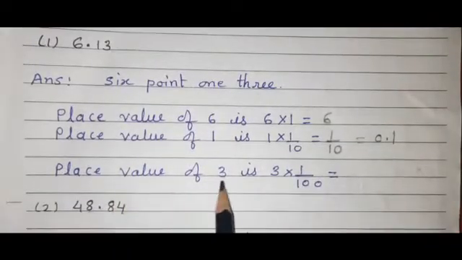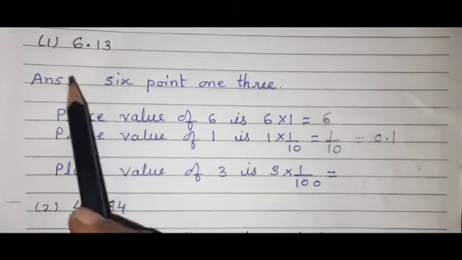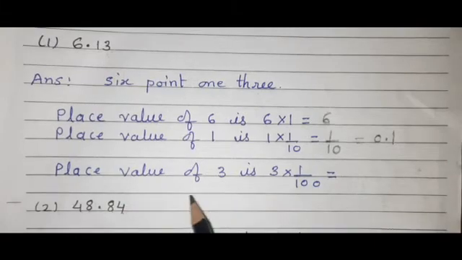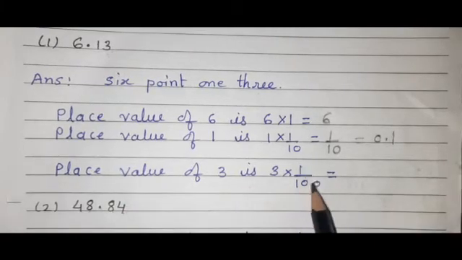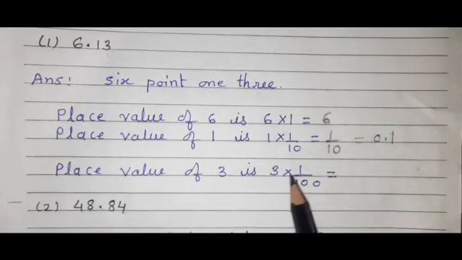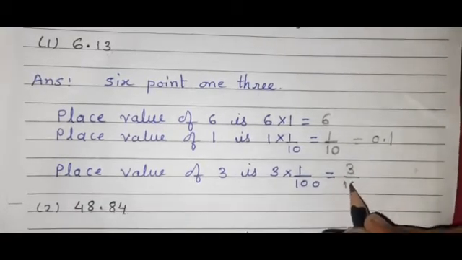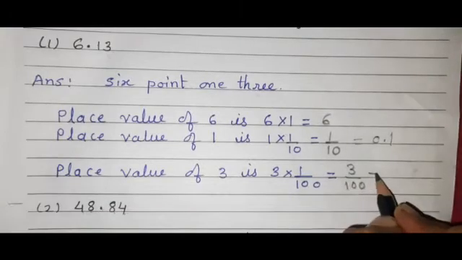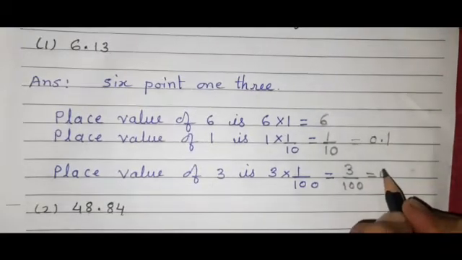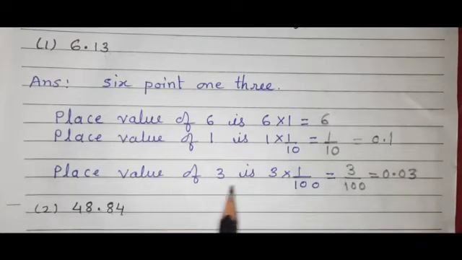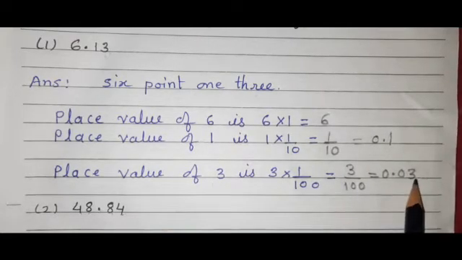Place value of 3 is at hundredths place. So place value of 3 is 3 multiplied by 1 upon 100, and 3 multiplied by 1 upon 100 is equal to 3 upon 100, and 3 upon 100 we write as 0.03. So place value of 3 is 0.03.